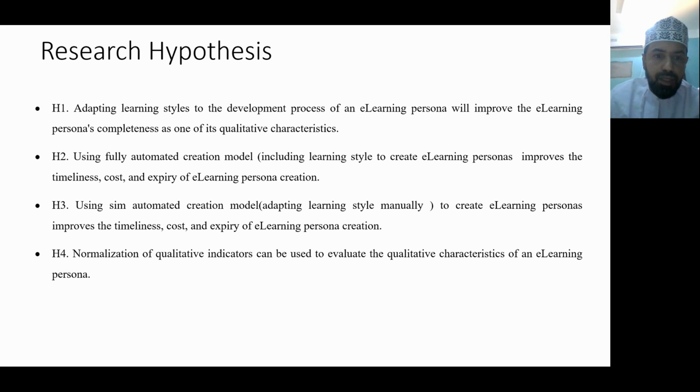Using a semi-automated creation model, adapting learning style manually to create e-learning persona, improves time and cost. The difference between H2 and H3, as we will see inshallah, is that this one is fully automated and this one is not. And the fourth: normalization of qualitative indicators can be used to evaluate the qualitative characteristics of e-learning persona.